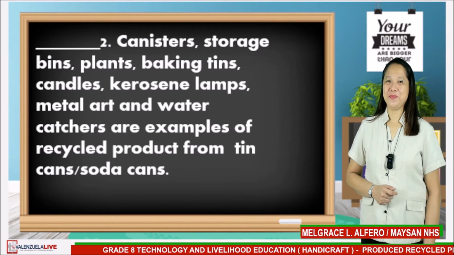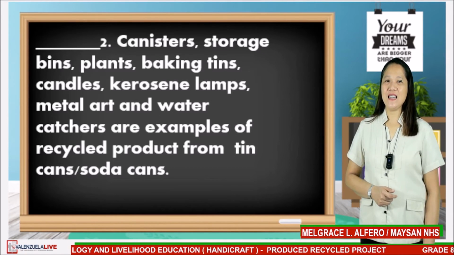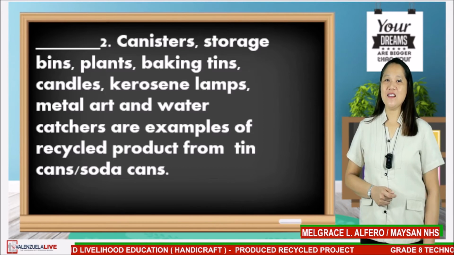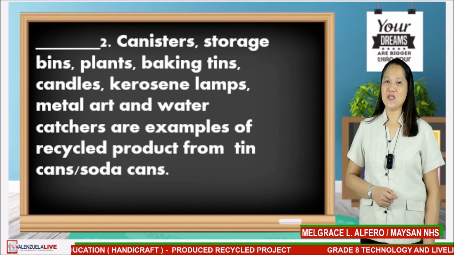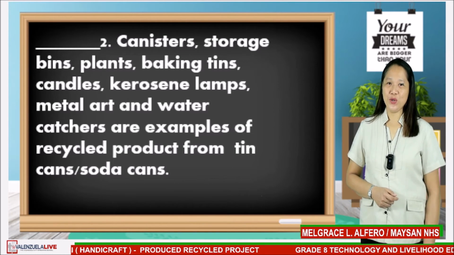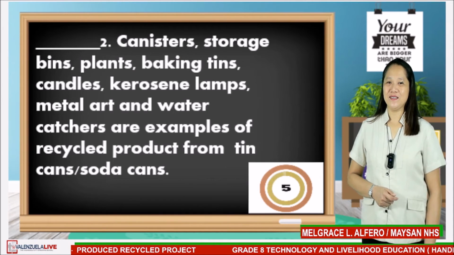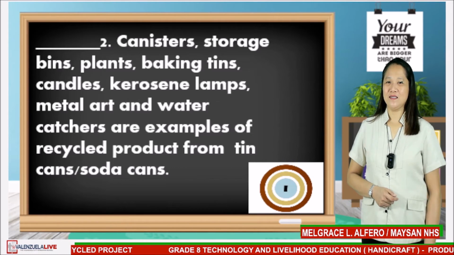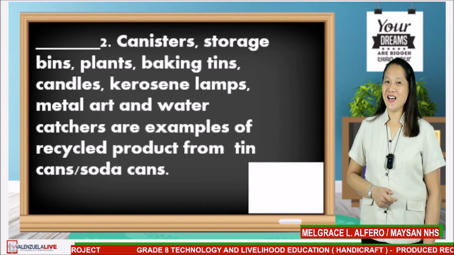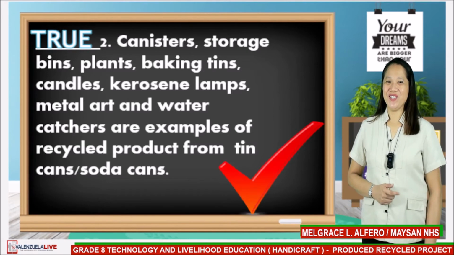Number 2, canisters, storage bins, plants, baking pins, candles, kerosene lamps, metal art, and water catchers are examples of recycled product from tin cans or soda cans. Is it true or false? Timer starts now. Time is up. What is the answer? The answer is true. You are correct.